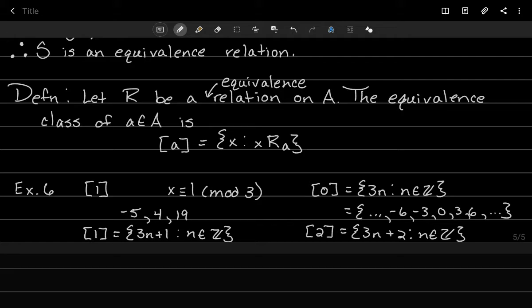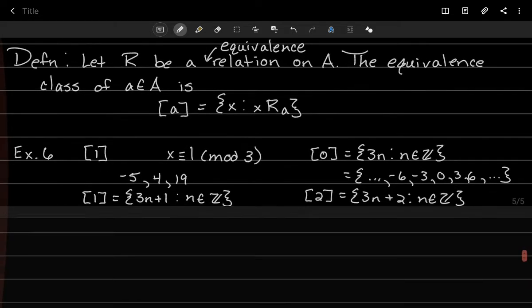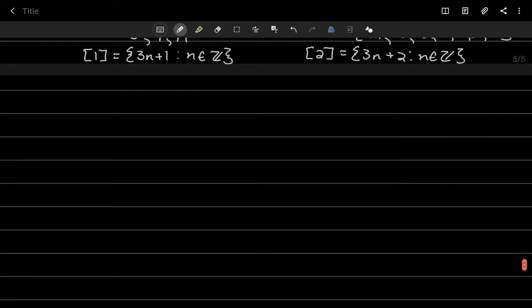So you take, I don't know, 26. You go, that has remainder 2 when divided by 3. So it's going to be related to 2. So it's going to be in that equivalence class. Now, one thing we want to be careful about is, if A and B are related to each other, we want them to have the same exact equivalence class. So let's go ahead and prove that, okay, in general.